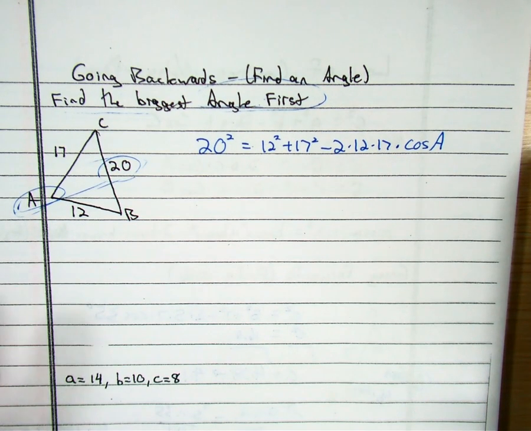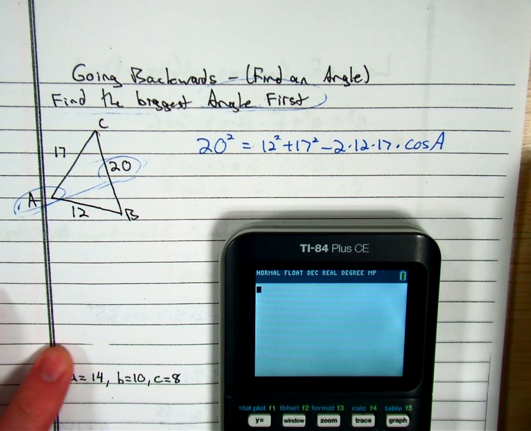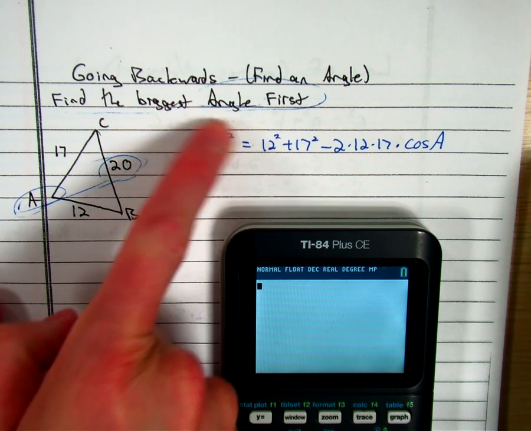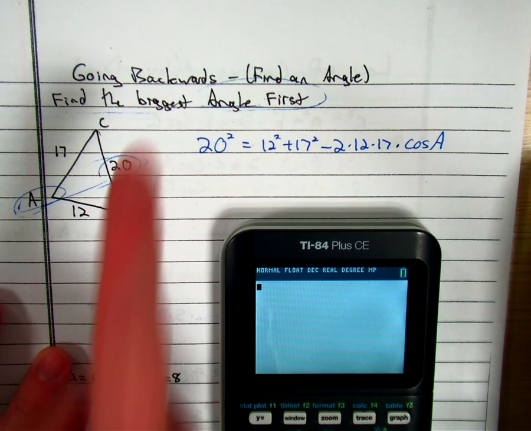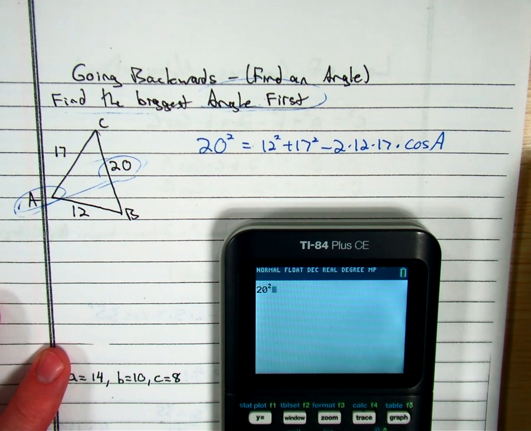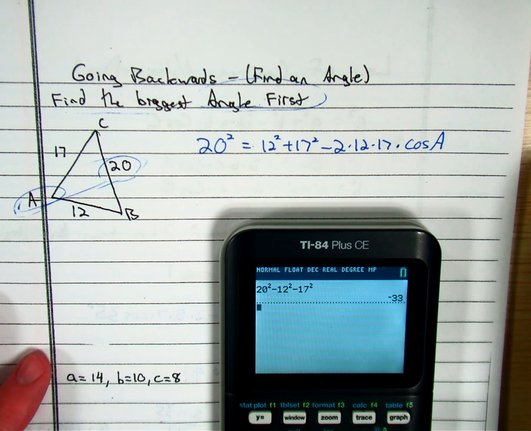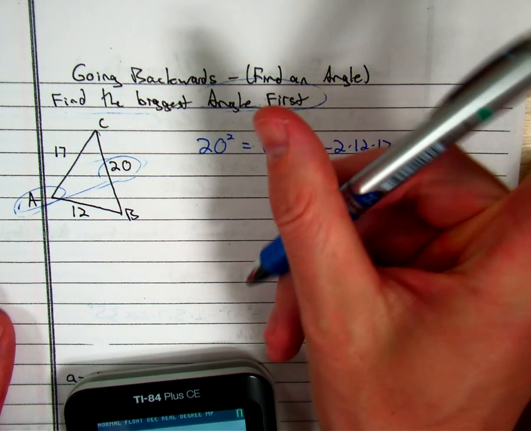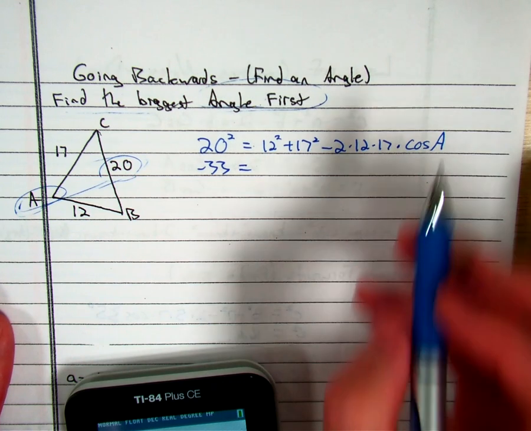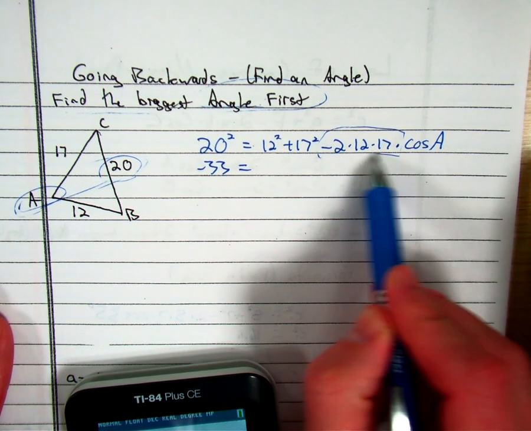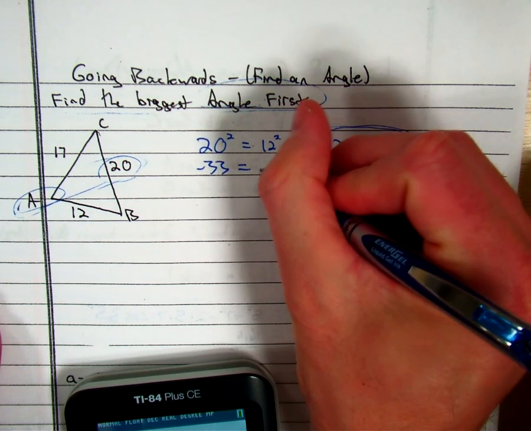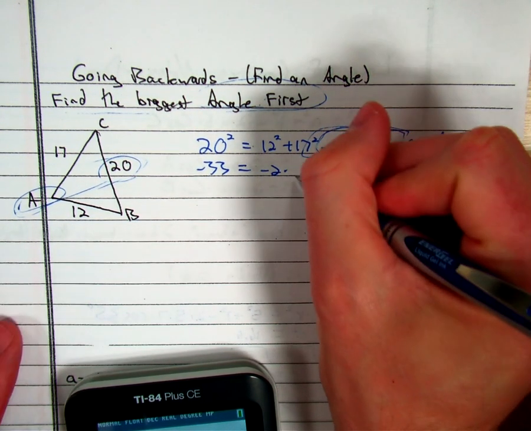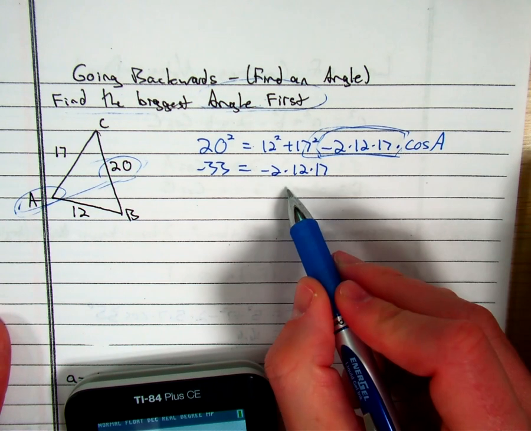Alright, we need that written down. Okay, next, we're going to subtract the two plus ones over, right? It's 12 squared plus 17 squared. We're going to subtract those over. So 20 squared minus 12 squared minus 17 squared. We'll have negative 33. Now some people like to multiply that out and leave it attached to cosine A. If you want to do that, you can. I generally don't. You can, there's nothing wrong with it. It'll be shorter right here.